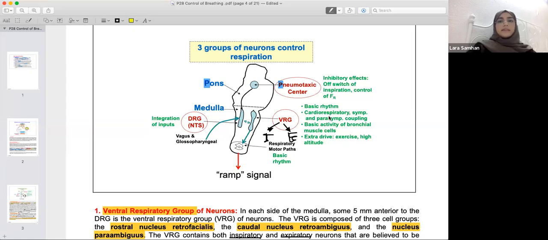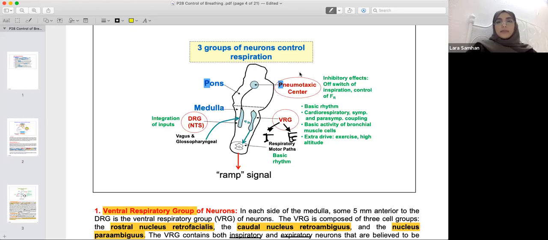It helps, for example, if there are any cardiorespiratory symptoms, in the parasympathetic responses. It also helps in the bronchial muscle cells. It also helps in exercise and high altitude. For example, if we're exercising or in high altitude, usually the oxygen levels decrease. So the VRG is aware that something wrong is happening, oxygen level is beginning to decrease in the body. So please try to compensate and let's hyperventilate to try as much as possible to equalize or normalize the oxygen level in the body.